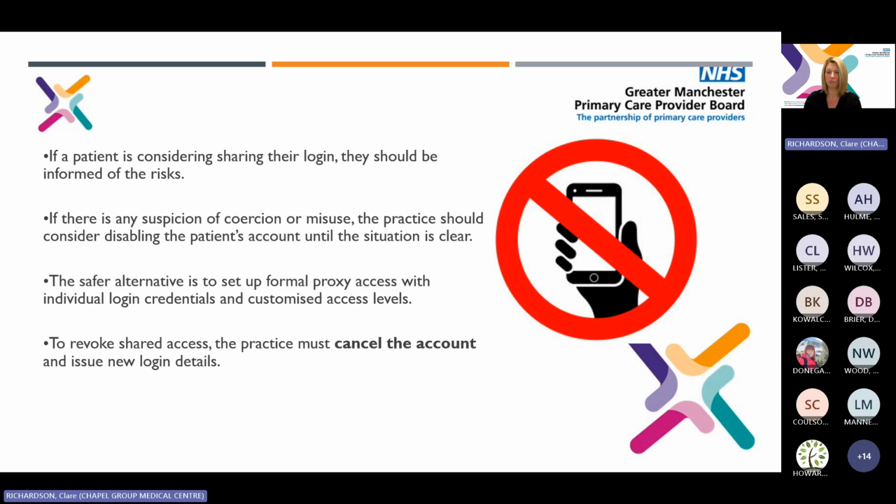If you do feel that it's going to be shared again, then the risk must be reiterated to the patient and their proxy. If the patient is adamant on sharing their login, then it is advisable that an enhanced review of the medical records takes place to remove any potentially harmful information that the proxy may have access to. Always remember, it is better for the patient that their proxy has their own formal login credentials and a level of access customised to meet the patient's wishes.